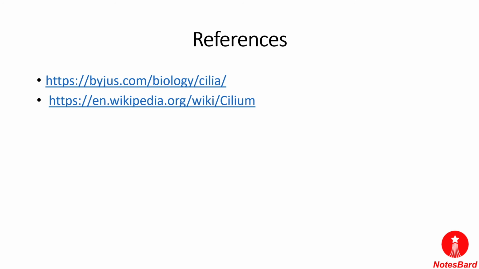Now if we sum up, the organelle cilia are found in eukaryotic cells, as we have discussed. They are not found in prokaryotic cells. Cilia are divided into two parts, the motile cilia and the non-motile cilia. The non-motile cilia are called primary cilia and they act as sensory organelles. Cilia are structurally identical to flagella, and microorganisms such as paramecium contain cilia for locomotion. So this was all about it.